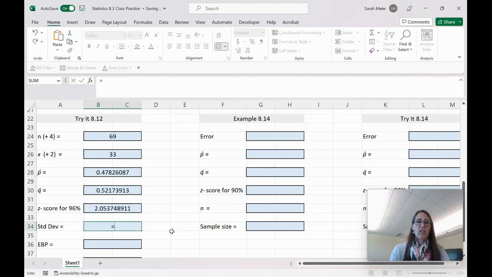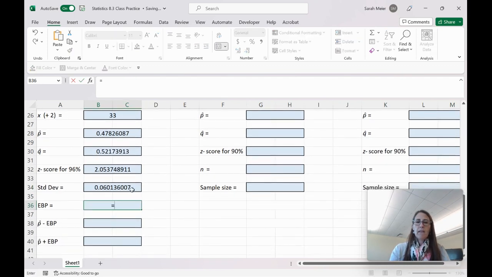And our standard deviation. So the square root, and this is where this makes a big difference, right? So this is why we're doing this, because this is going to give us a more accurate standard deviation estimate. For EBP, z-score times the standard deviation, and then our sample proportion minus our EBP, and our sample proportion plus our EBP.